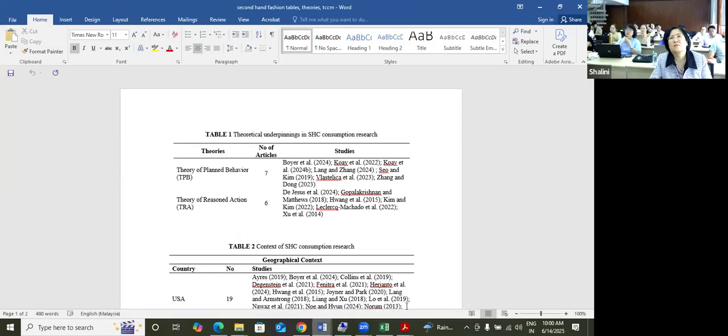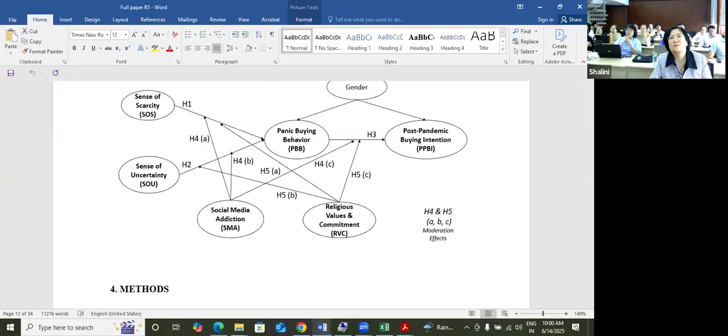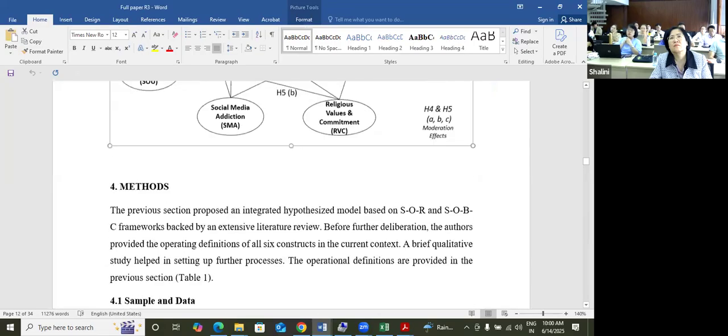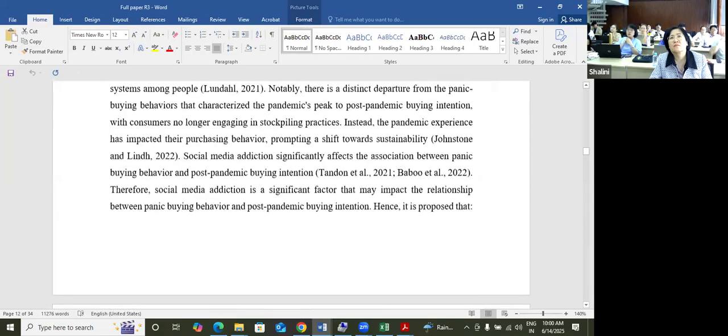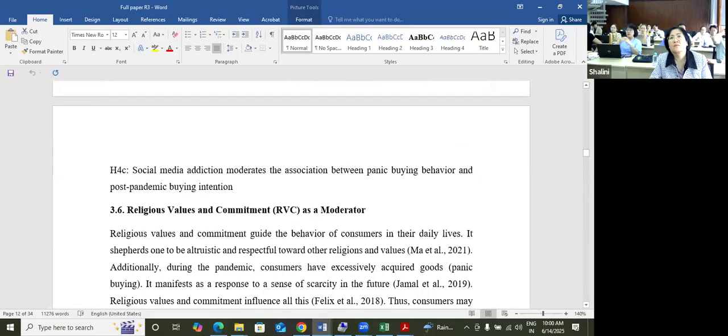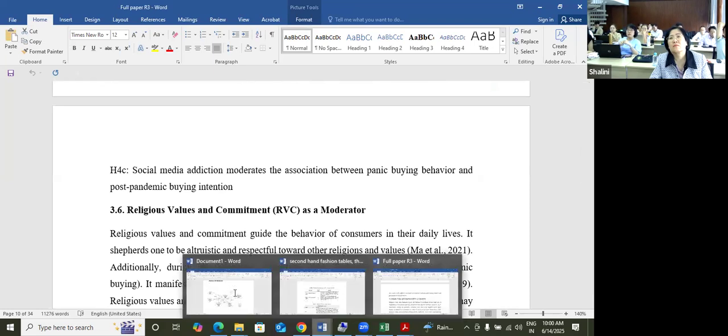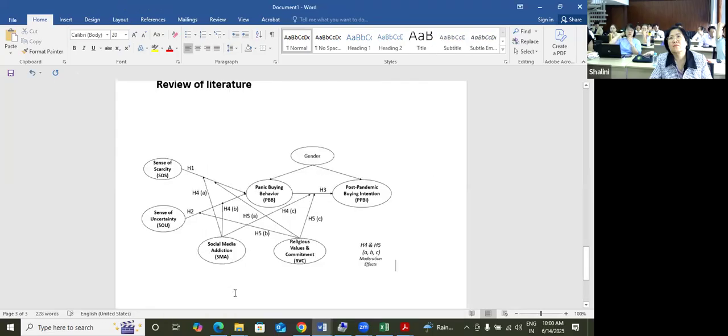Just a minute. Okay, yeah, this is the paper. So just look at this. We try to establish the relationship between the variables with the help of review of literature. That is why the review of literature section is important in a quantitative paper. But in an SLR paper, we are doing the analysis of the review of literature or the past papers.